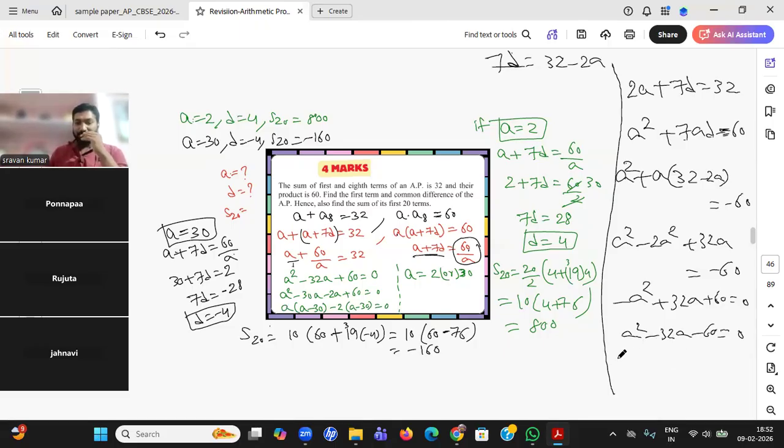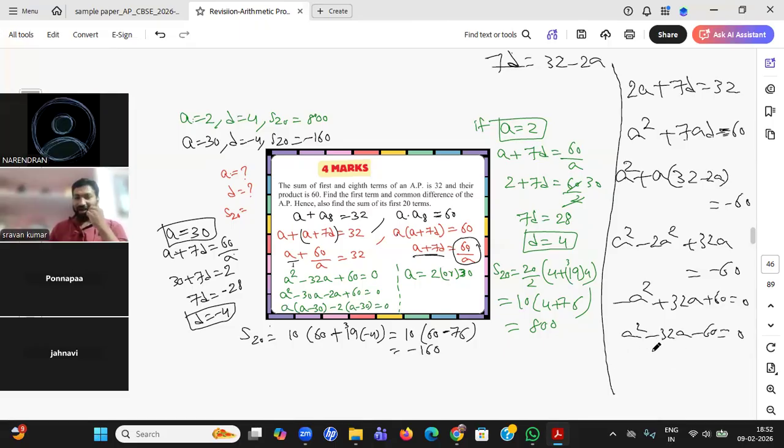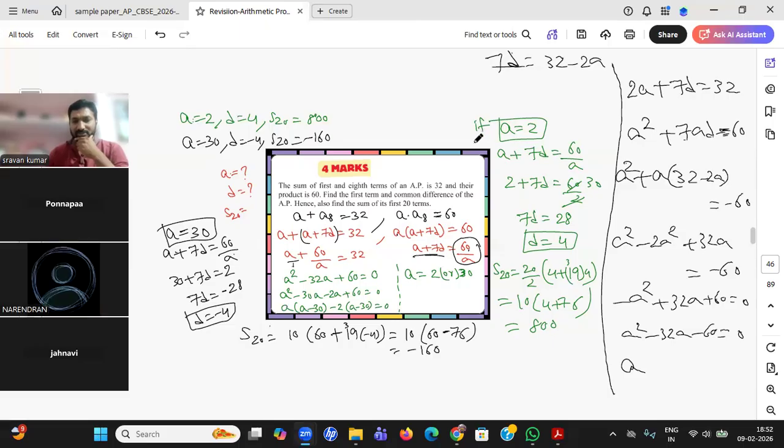Here also 30 and 2 are your factors. Sir, I took d equal to 32 by 2a by 7. Achha, you solved for d. I am solving for a. Narendran, yes? Sir, it's plus 60. Plus 60 only. Achha, plus 60. Okay, obviously it should be plus 60, right? So here also a equal to 30 and 2, I am getting the answer. So there is no way that you will get two other terms.